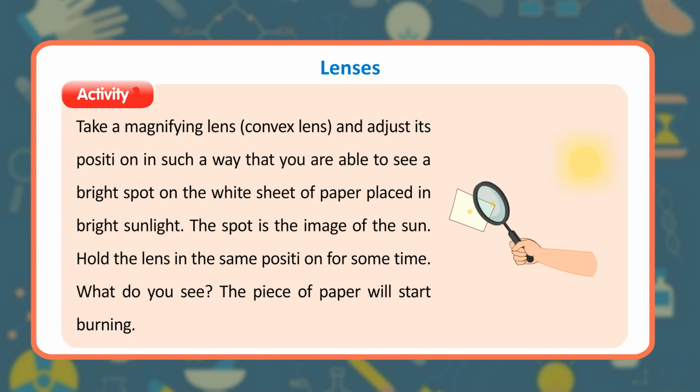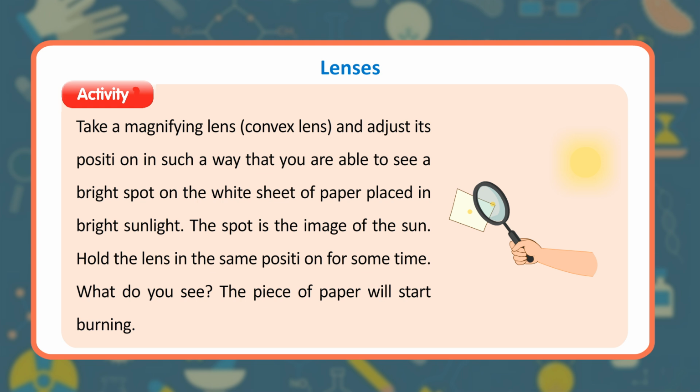Activity. Take a magnifying lens, convex lens, and adjust its position in such a way that you are able to see a bright spot on the white sheet of paper placed in bright sunlight. The spot is the image of the sun.